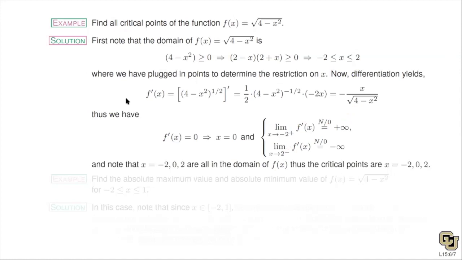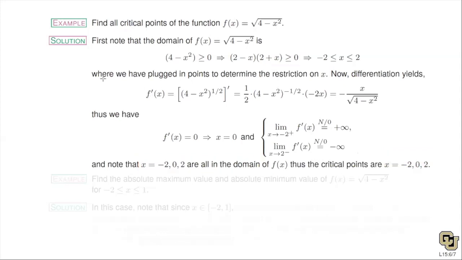So we conclude that all 3 points, -2, 0, and 2 for this example, since they are in the domain, and since they make the derivative either 0 or undefined, these are our critical points. So for this function here, the positive square root of 4 minus x squared, we end up with these 3 critical points.